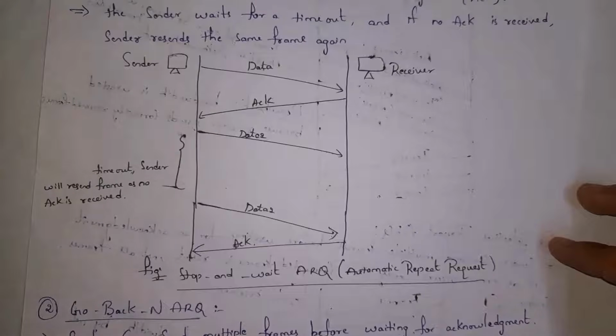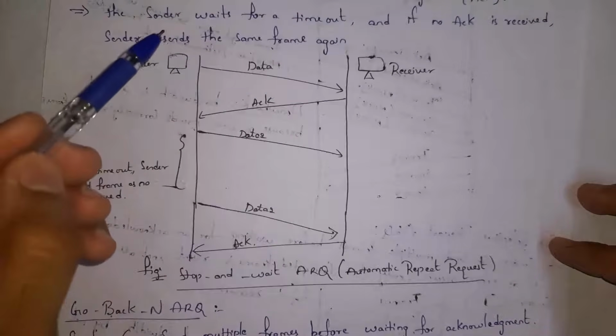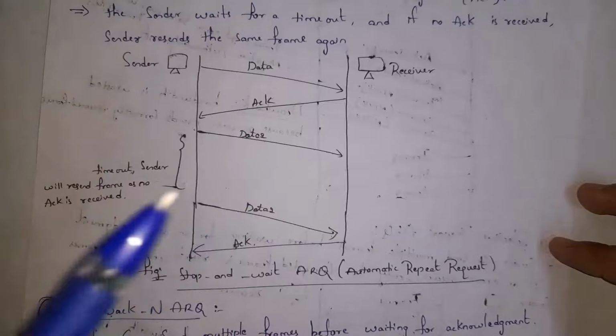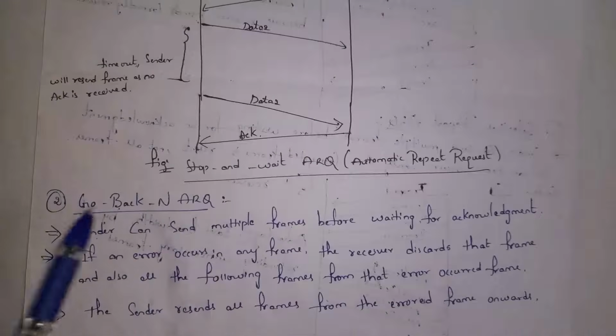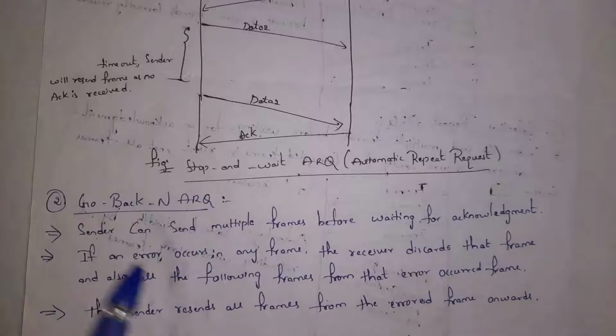After waiting some time, if sender doesn't receive any acknowledgement, then sender will again send that same data. Next I will explain what is Go-Back-N ARQ.